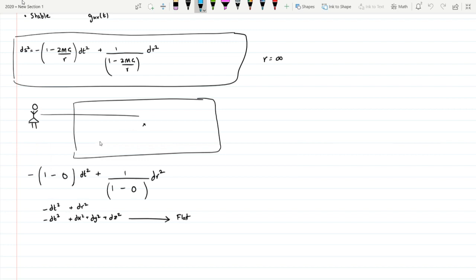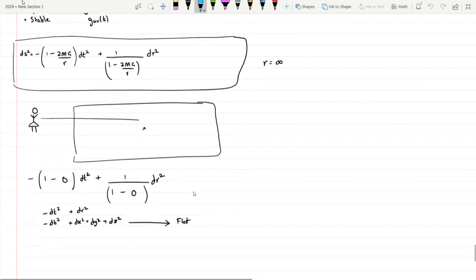We've done this before. Is everyone clear with this? We've seen this now. If you're far away from the black hole, it's asymptotically flat. That's the word for it. So GR reduces to SR in this case.